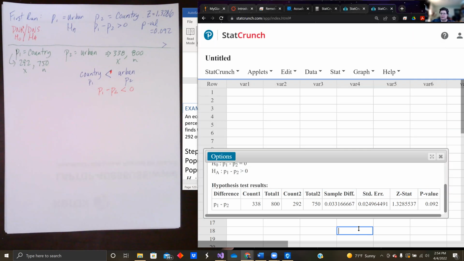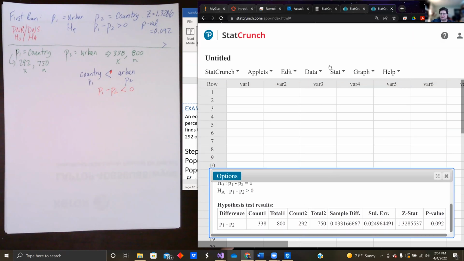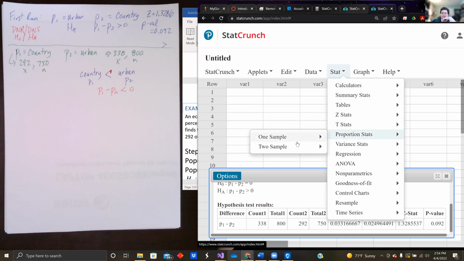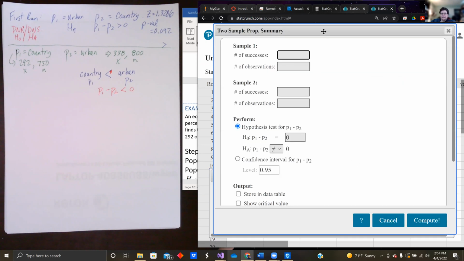Okay, so I'm going to go through and enter that. I'll do it in a new box. We'll leave that down there right now. I'll do stats, proportion stats, two sample with summary. And now I got to make sure I do it right. The country is my P1 group. So 292 goes there and 750 goes there. And my population 2 group is urban, and that was 338 here and 800 here. And now I got to make sure I go with the less than sign.